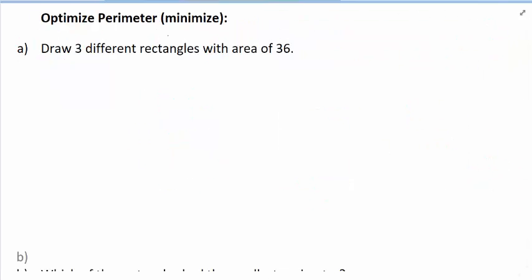Okay, now we want to optimize the perimeter. In this case, we want to minimize the amount of perimeter because if you minimize the amount of perimeter, the less material you have to buy. So what I want to do is draw 3 different rectangles with an area of 36. Let's just say meters squared.